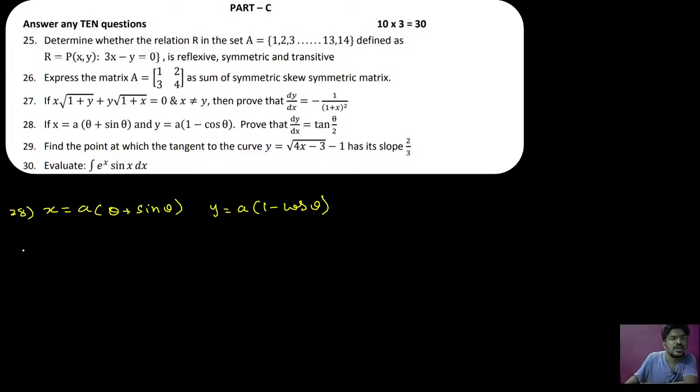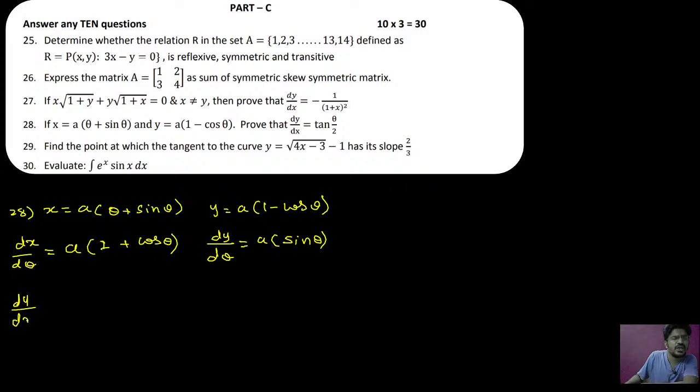Okay. So now first you find dx by d theta. What will be dx by d theta? A into the differentiation of theta with respect to theta, which is 1, plus the differentiation of sine theta, which is cos theta. In the same way, dy by d theta is a into the differentiation of 1, which is 0, and the differentiation of cos theta is minus sine theta. Minus into minus will be plus sine theta.